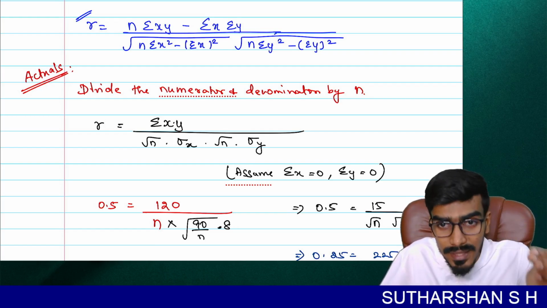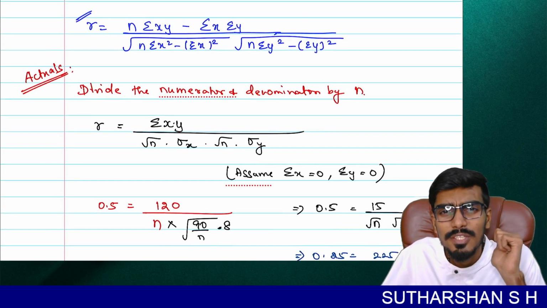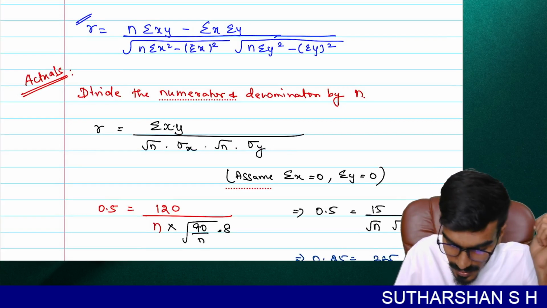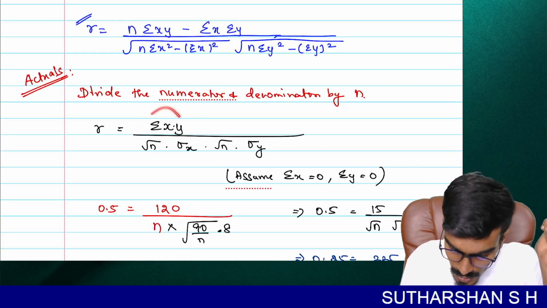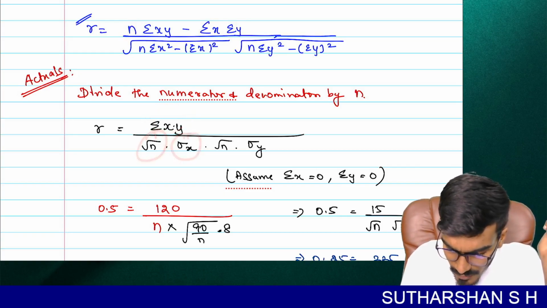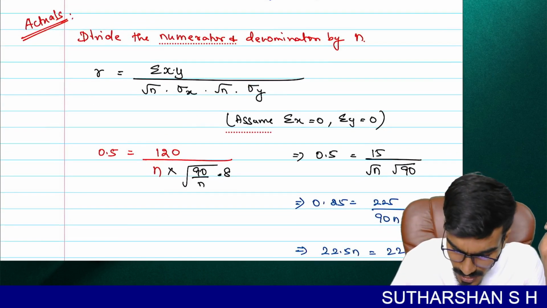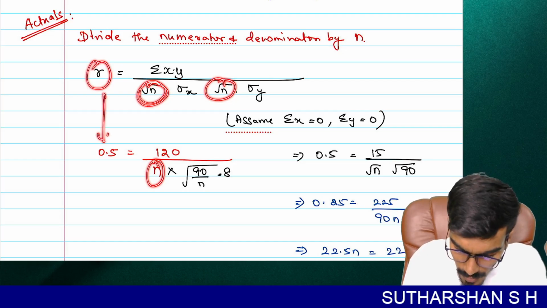Okay, if you assume like that, then summation x and summation y, summation x will remain the same. This will remain the same because it will get cancelled. If you cancel this, you will get nth root, and instead of that we will take sigma x and into nth root, and we will write sigma y. Okay, and if you just substitute it, instead of nth root into nth root, it becomes n, r is 0.5.